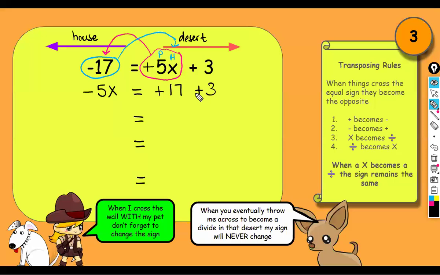But the signs, you may have done something wrong with the signs. Anyway, check it through. Make sure you have no errors. Let's combine 17 and 3. Positive 17 plus 3 is positive 20. That's easy.